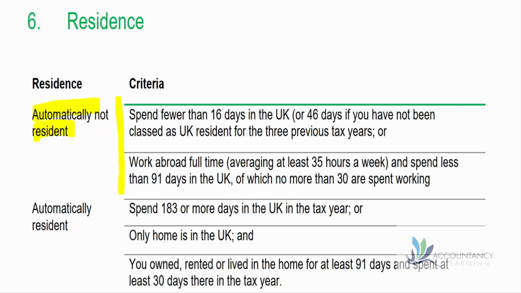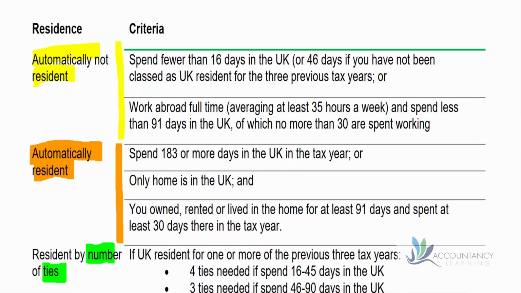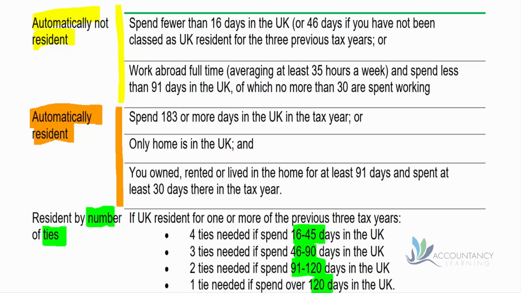Having done that, we then need to move on to the automatically resident test. And again, we can see there are the criteria for that. And if they meet the automatically resident test, then they would be resident. But if they do not meet either of these tests, then we need to consider whether or not they have sufficient ties with the United Kingdom. And the number of ties they need to meet will depend on how much time they spend in the UK. And we'll come on to that a little bit later in the question.